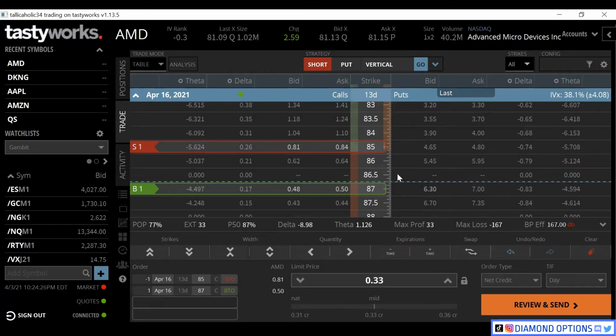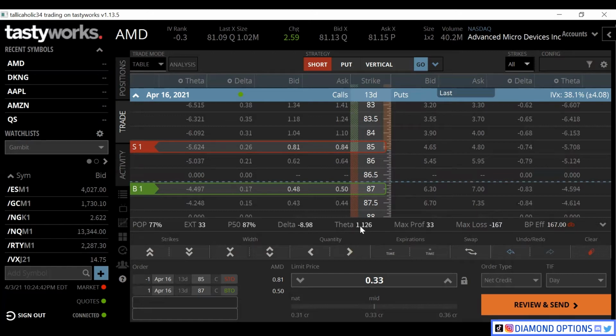So what we're doing is we're capping our profit, and we are also capping our max loss. But we're putting time in our favor. And as you can see right here, our theta is positive. So each day that goes by, we are gaining $1.1.